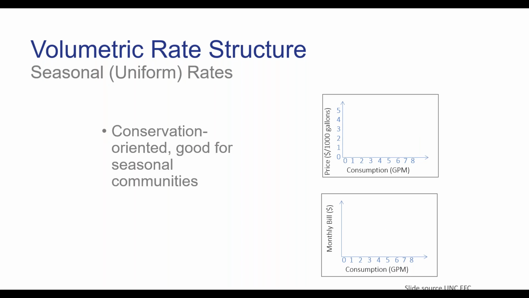With a seasonal uniform rate, so let's say you are in a beach community and you want to charge a higher rate, say in the summer than the winter. This is what your winter price will look like and the bill to match that. In the summer, the rates are higher and you'll see that the bill increases a little bit more steeply because of that higher per unit price.